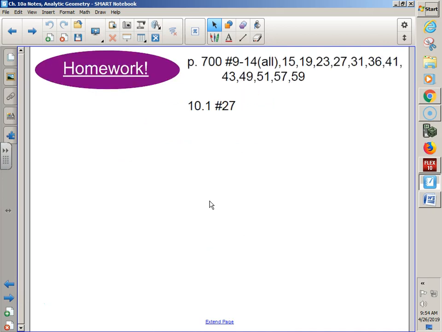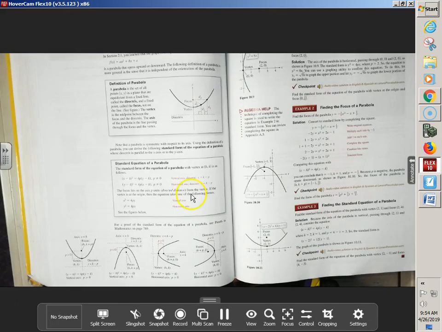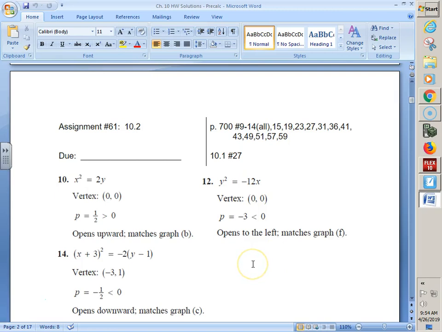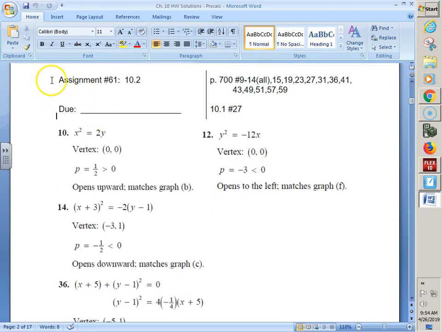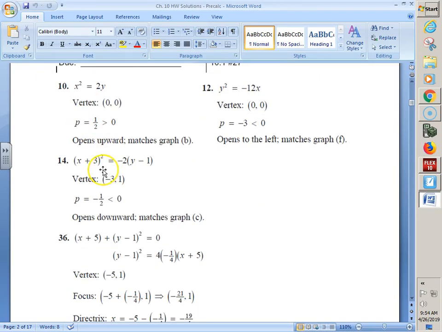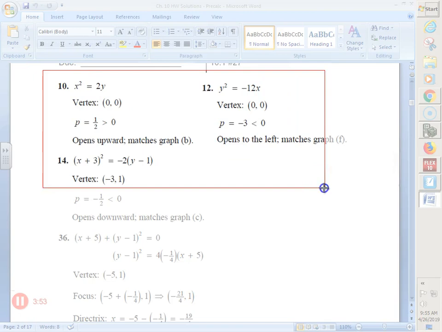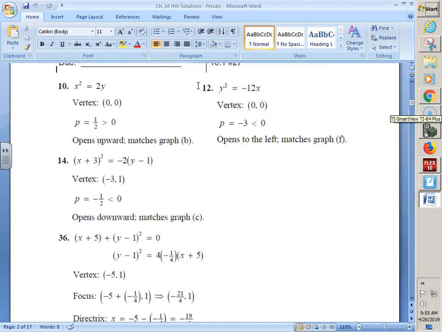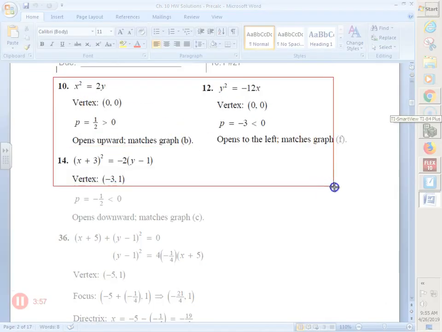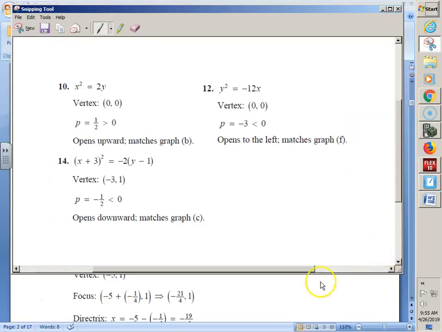Okay? So with the evens. Oh, sorry, wrong document. There he is. With the evens, let's see how we did. We have number 10, number 12 matching with B and F, and then number 14 matching with C. I think I gave you guys probably the odds too in that section, right? But hopefully you already checked those odds.